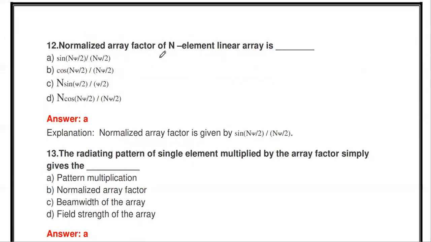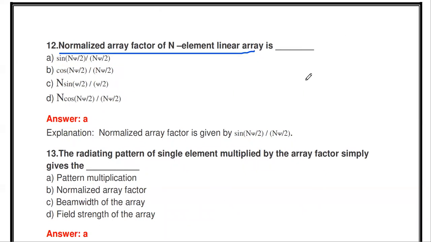The next one, the normalized array factor of n element linear array is dash. The formula is sine of n psi by 2, divided by n psi by 2. So this is the formula for the n element linear array factor, where n is the number of elements in a uniform linear array. You just see the formula: sine n psi by 2 divided by n psi by 2.